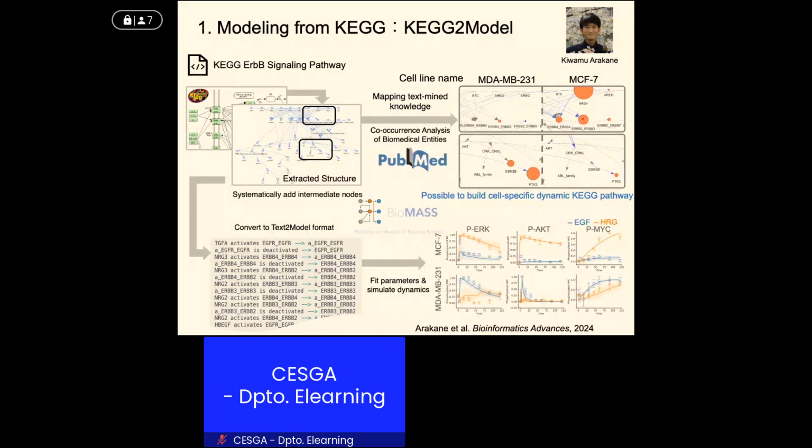We don't say that this is necessarily to be incorporated into this pathway, but this analysis clearly shows that in MCF7 cells this molecule is more important, and in these cells this one is more important than in the MCF7 cells.